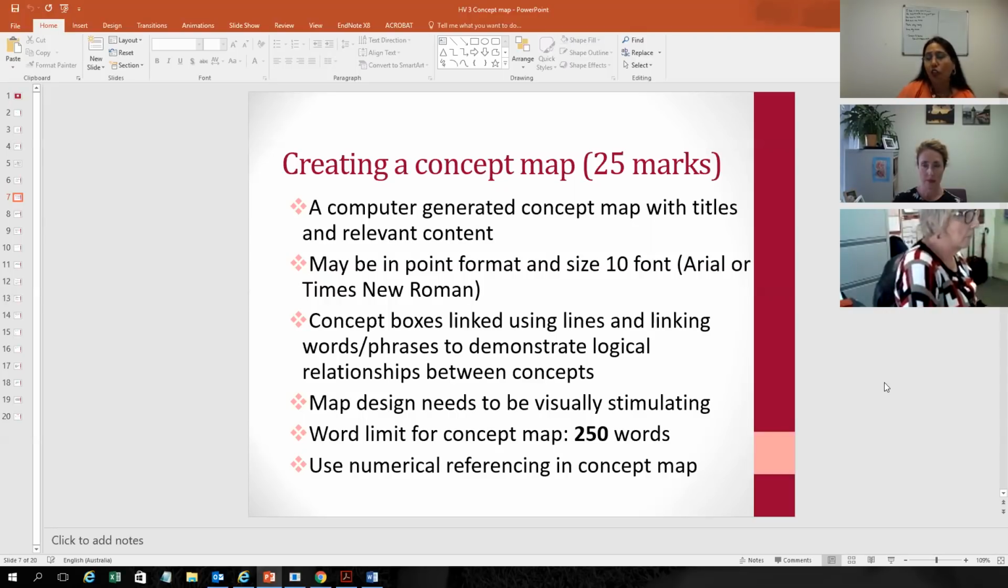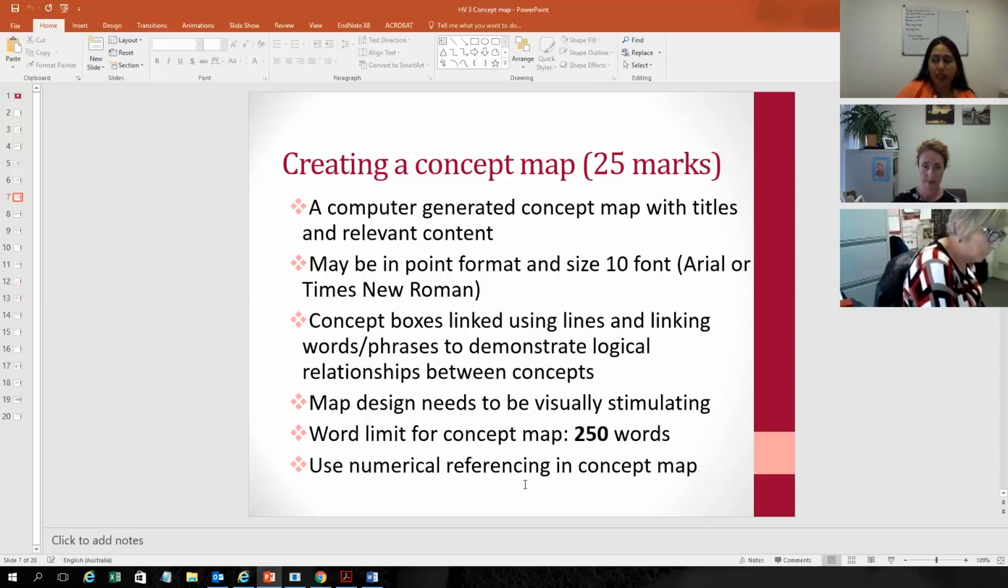And you cannot use too much information. So you're going to use the information in point form in your concept map. The map needs to be visually stimulating. So people should need to read it, okay? So make sure it appeals to those who are going to read it. And the word limit for the concept map is 250 words. I repeat again, it has to be computer generated. It needs to be visually stimulating. Word count 250 words. In terms of referencing, on the concept map, you're going to use numerical referencing.